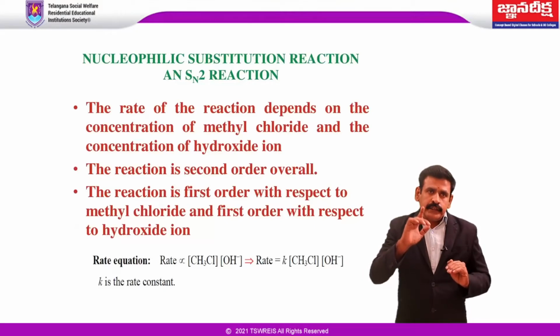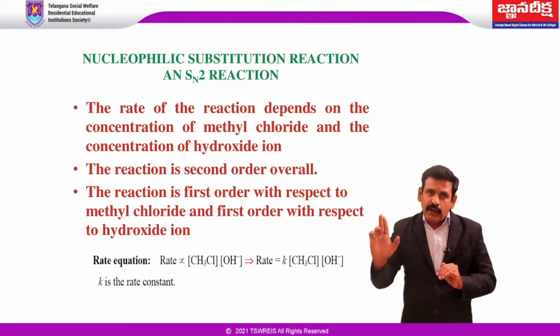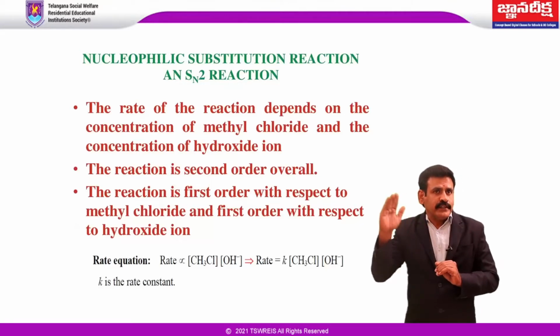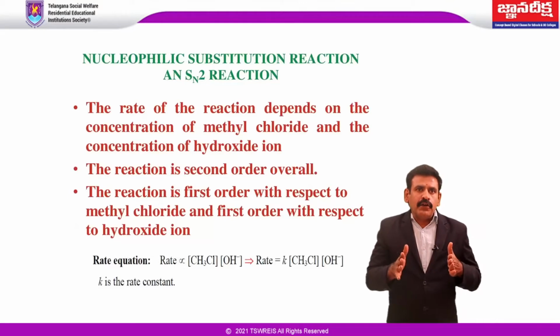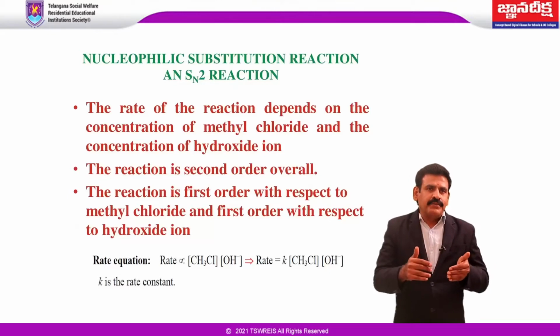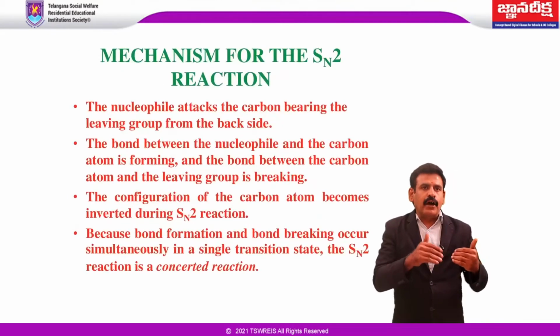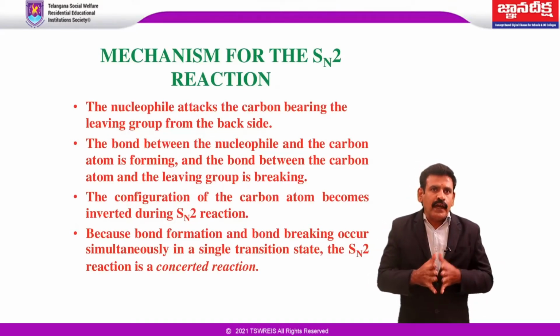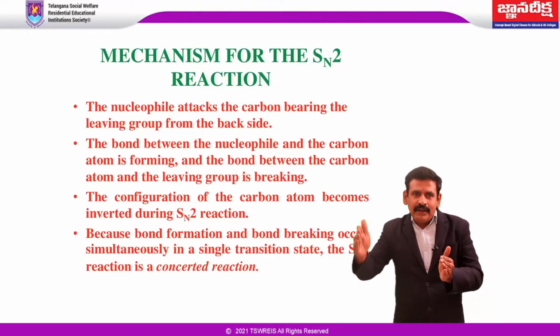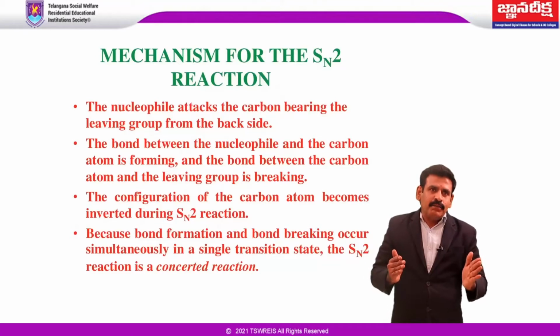So the rate is directly proportional to the concentration of methyl chloride and the concentration of hydroxide ion. The rate depends on two species, and that is why it is a bimolecular nucleophilic substitution reaction. The nucleophile attacks the carbon bearing the leaving group from the back side. Here the bond between the nucleophile and the carbon atom is forming, and the bond between the carbon atom and the leaving group is breaking. So the front side bond is breaking and the back side bond is forming.